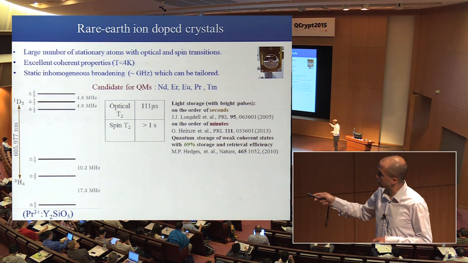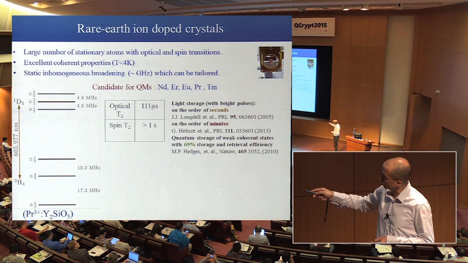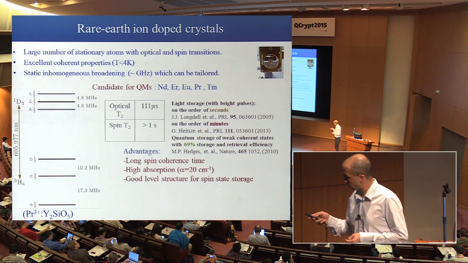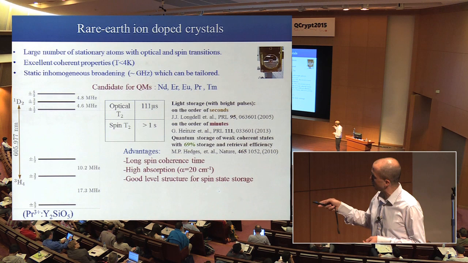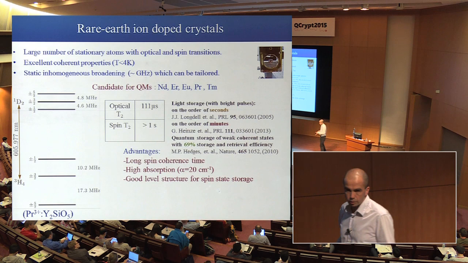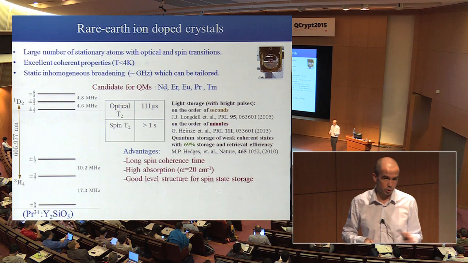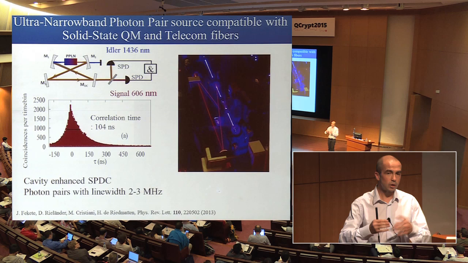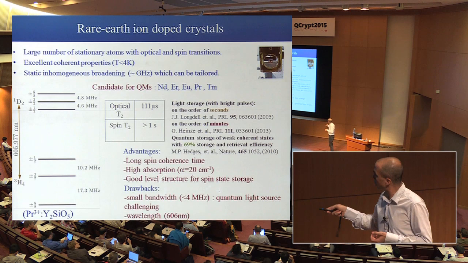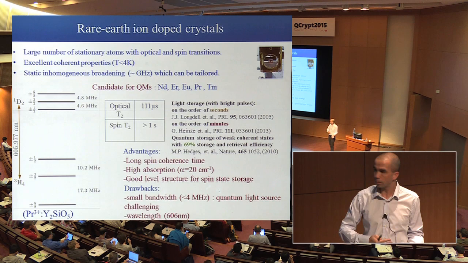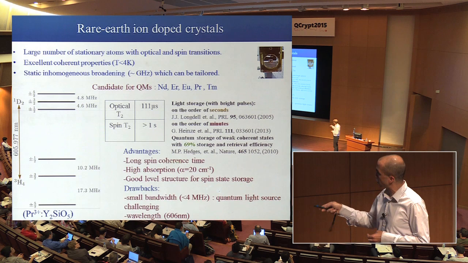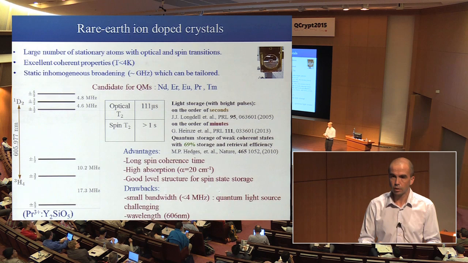So this is the level structure of this crystal. We have three ground states and three excited states and an optical transition at a wavelength of 606 nanometer. The advantage of this crystal is that it has quite a long spin coherence time, around a second. It's not the longest. This europium doped crystal has an even longer coherence time, which can be some minutes. But europium has a lower oscillator strength, so it's not as easy to have high absorption. So this praseodymium crystal is a good trade-off between storage time and good absorption. And it has the good level structure to store light in the spin state. It's important to have some spin states available to store the quantum light.